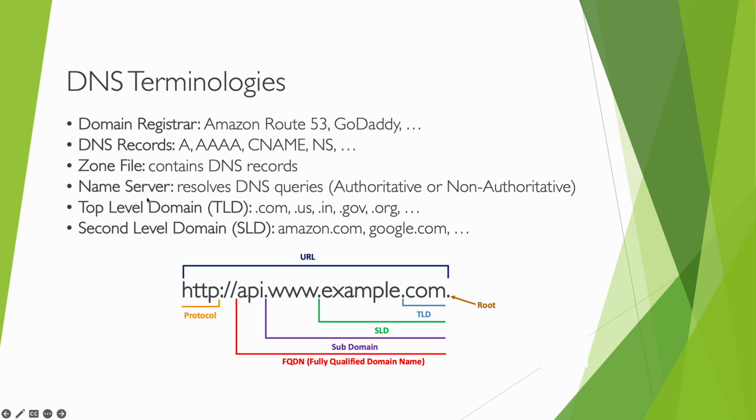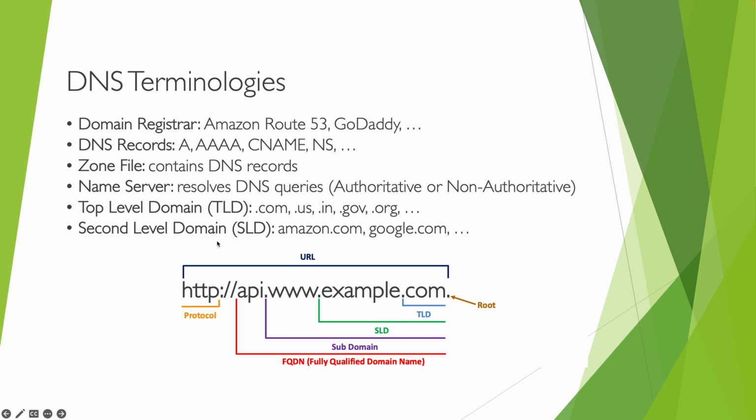Name servers are something which resolves DNS queries. Name servers hold the particular set of domain names and the registry, and they know which domain name must go to which IP address. Next, top level domain. Here we can see some domains in real life, which have .com, .us, .in, .gov or .org. These are called top level domains, or TLDs. And there are second level domains, which actually come from the name of our business, like Amazon.com and Google.com, where Google and Amazon are the second level domains.